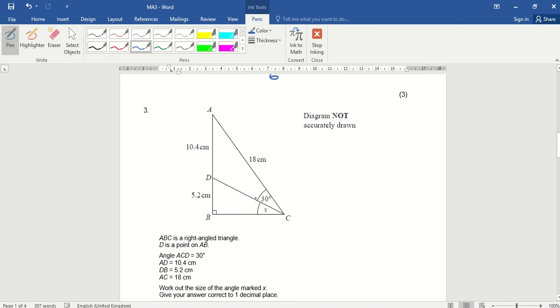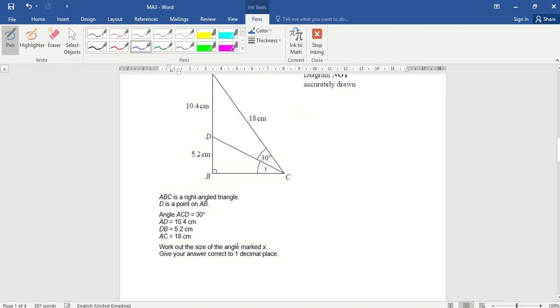Question 3. ABC is a right angle triangle, D is a point on AB, angle ACD equals 30, AD equals 10.4, DB equals 5.2, AC equals 18. Work out the size of the angle marked X. Give your answer correct to one decimal place.